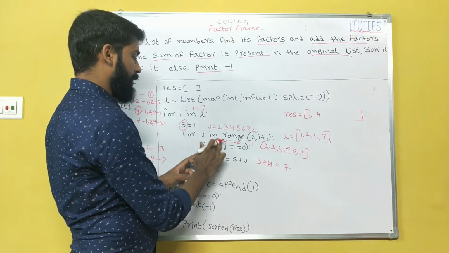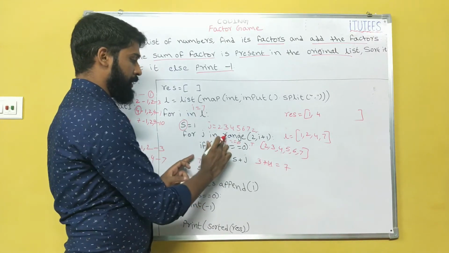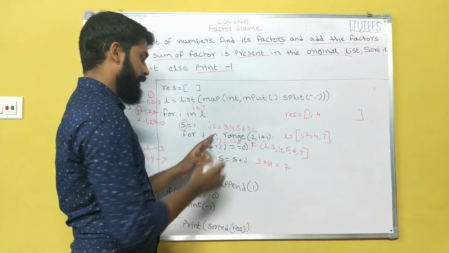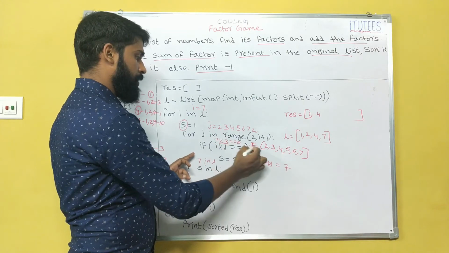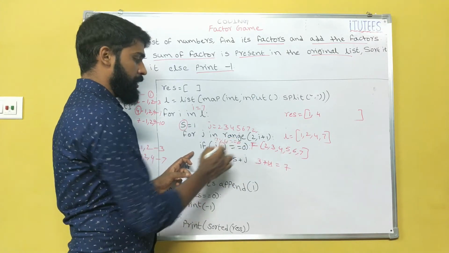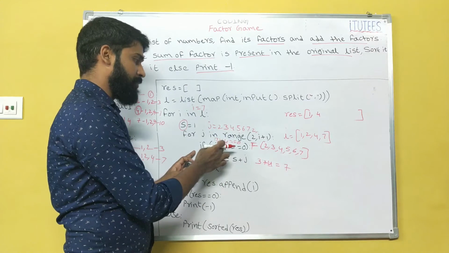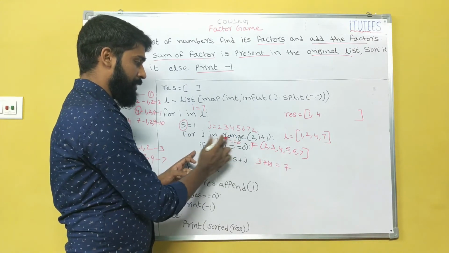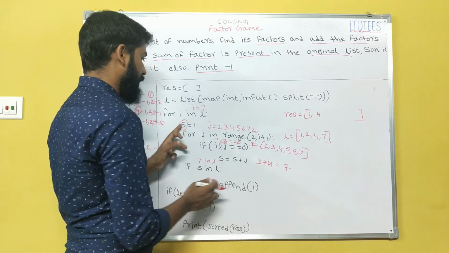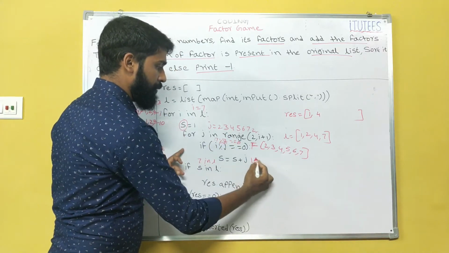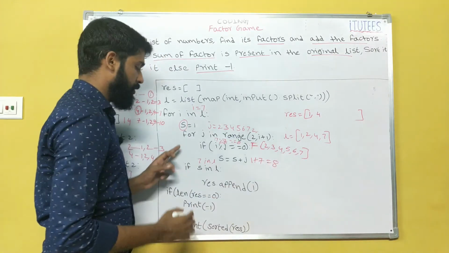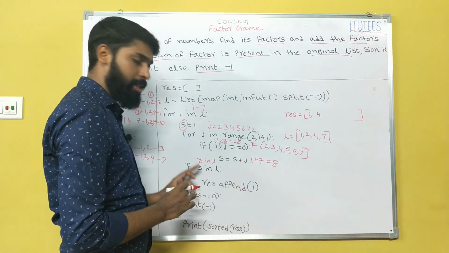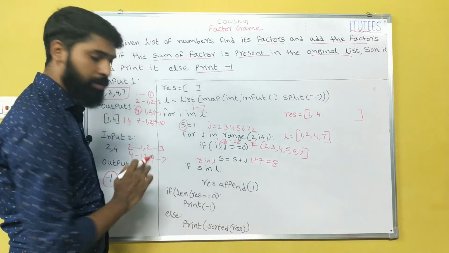Now we check, what is the I value? 7. 7 percentage 2 equals 0? No, it is false. Next iteration, 7 percentage 3? False. 7 percentage 4? False. 7 percentage 5? False. 7 percentage 6? False. 7 percentage 7? True. So S is already 1, 1 plus 7 equals 8. Now we check if 8 in L. No, 8 is not in L. The loop is over. We come to here.